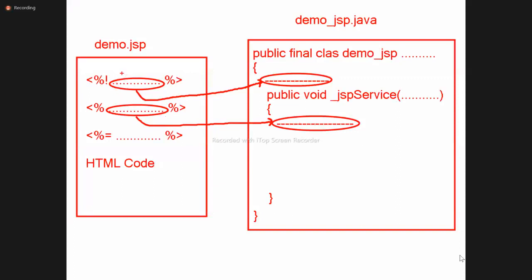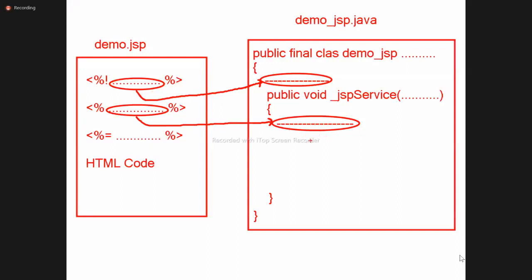Suppose here you write int x equal to 0, that will come here. Is that an instance variable or class variable or local variable? Instance variable. Here int x equal to 0, if x equal to 10 you write, that will come here. Which variable is that? Local variable. So if you write here, it becomes an instance variable. If you write here, it becomes a local variable.